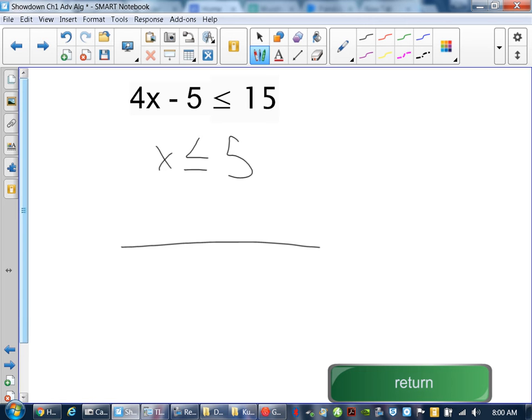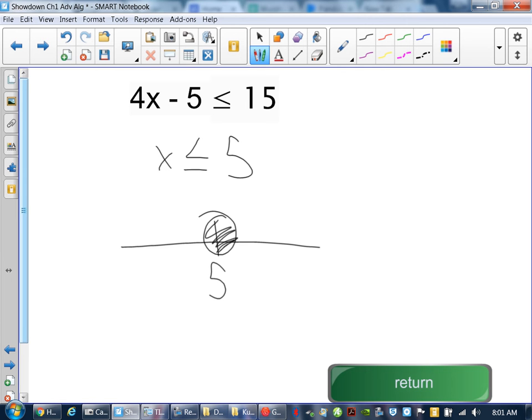What I want to remind you of, when you're graphing stuff via number line, all you're doing is trying to get a visual representation. It does not have to be perfect. So I'm going to put my answer in the middle. When I circle it, do I fill it in or not? Yes. Why do I fill it in? Because it equals. Good.